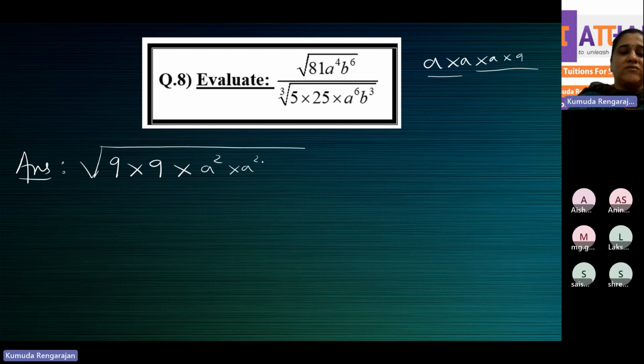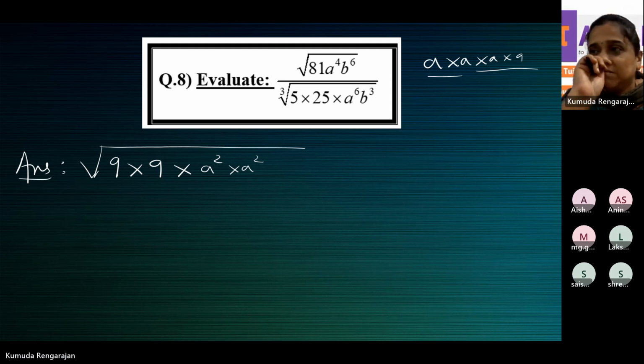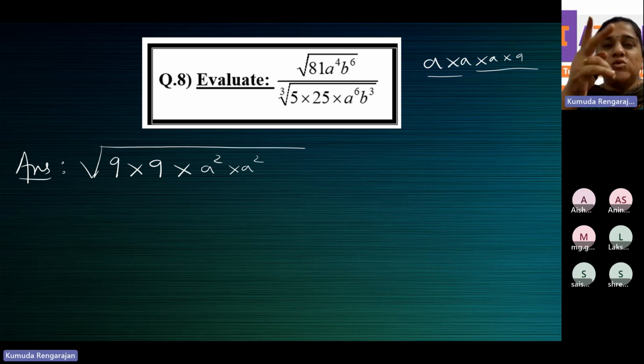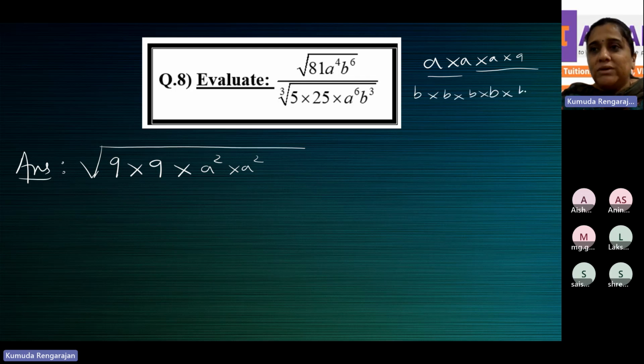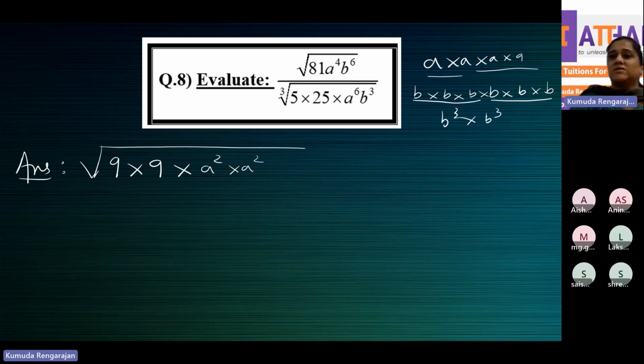See, when the terms are under the square root, you want the same thing to happen twice. So 9 into 9, 1 nine will come out of the square root. A square into a square, 1 a square will come out of the square root. B to the power 6 means b into b into b into b into b into b. So we'll write it as b cubed into b cubed, because you want the same thing to happen 2 times.